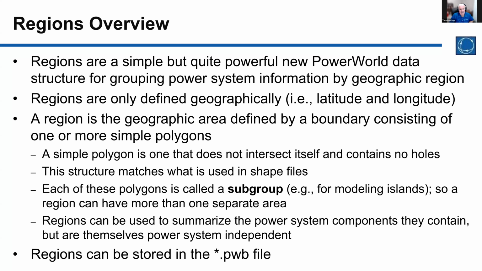A region is composed of a set of these simple polygons. We call each one of these polygons a subgroup. And the reason why we did this is this allows you to model regions that have different components, for example, islands associated with them.